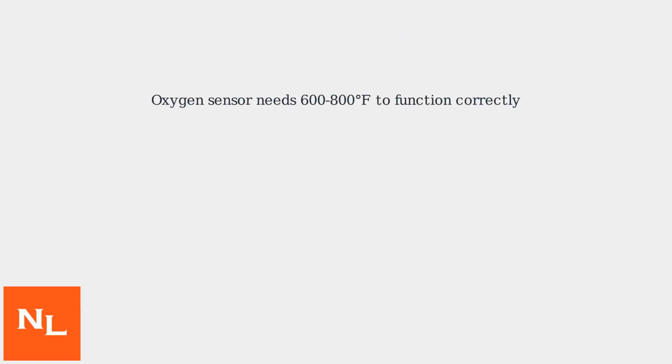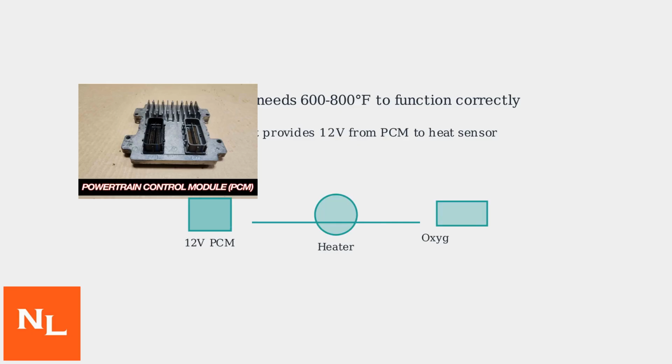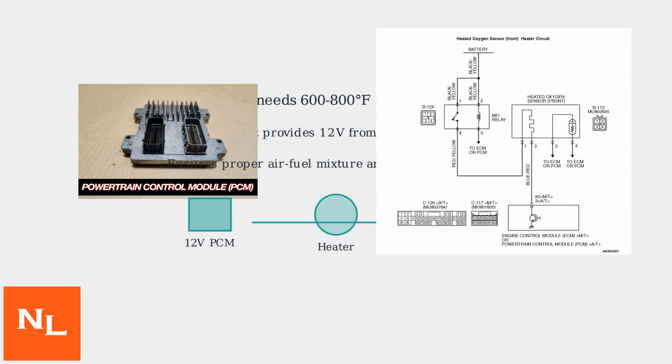The oxygen sensor needs to reach temperatures around 600 to 800 degrees Fahrenheit to function correctly. The heater circuit, powered by 12 volts from the car's computer or PCM, rapidly heats the sensor. This is especially important during cold starts to ensure the sensor works quickly. This proper heating ensures accurate air-fuel mixture management and helps reduce vehicle emissions.